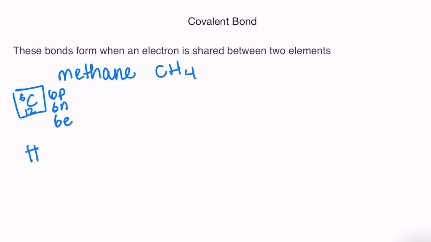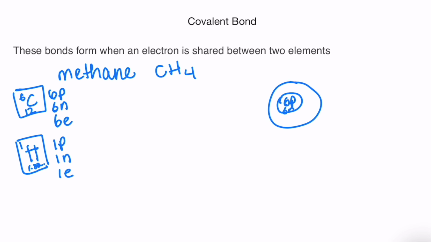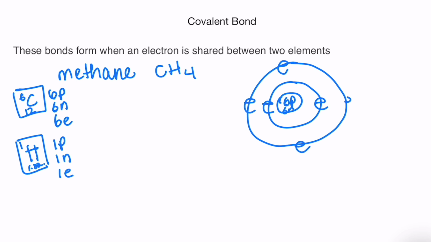And hydrogen is 1 proton, 1 neutron. Actually, this number is like 1.0 something. And then 1 electron. So we're going to draw carbon: 6p, 6n. The first shell has 2 electrons. The second has 4. I should have drawn it a little bit lower.